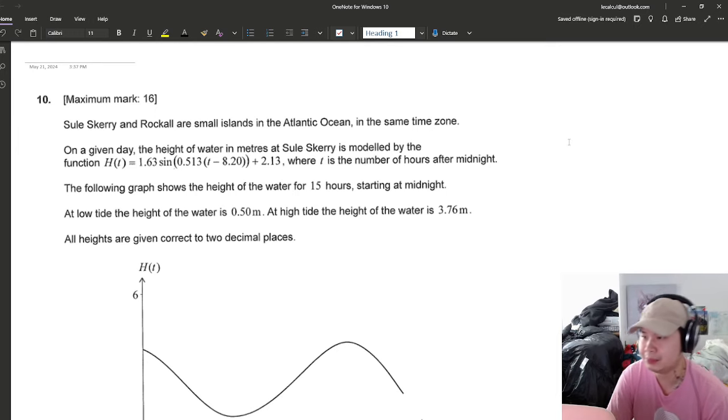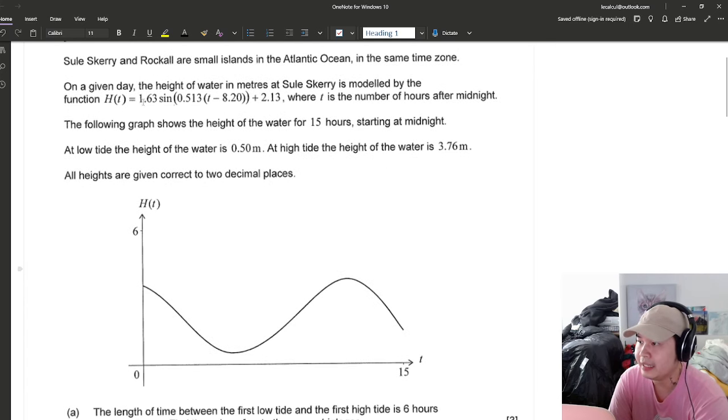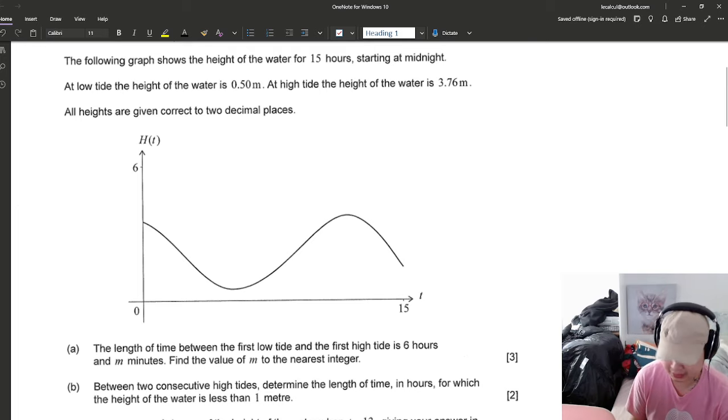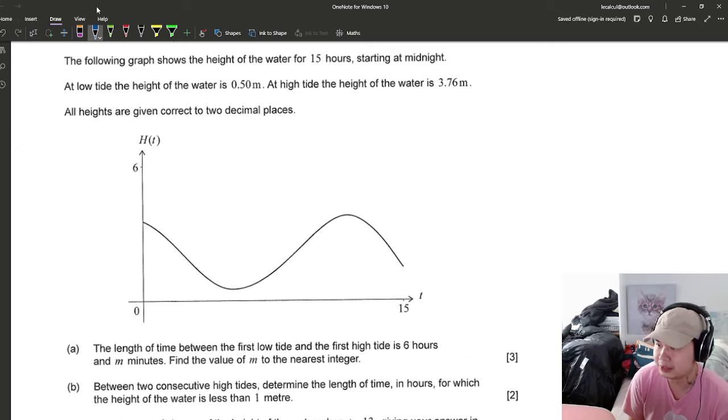Okay, so here's a classic paper 2 question. We have a trig graph, so here is the height of water somewhere. And then we need to find the length of time between the first low tide and the first high tide, which is 6 hours and m minutes. So here's our first low tide, and here is our first high tide. They're saying that this is 6 hours and m minutes, and then we need to find m.